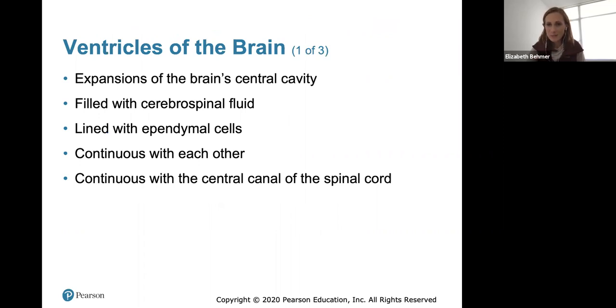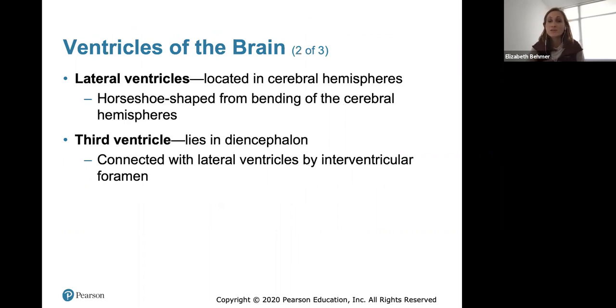There are spaces in the brain called ventricles, which are just expansions of the brain's central cavity. They're filled with cerebrospinal fluid and lined with ependymal cells, which create that cerebrospinal fluid. They're all continuous and connect with each other, and they are also continuous with the central canal of the spinal cord. The two lateral ventricles are located in the cerebral hemispheres.